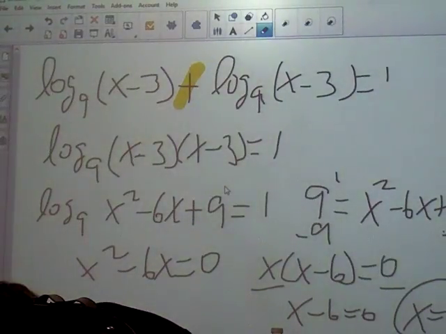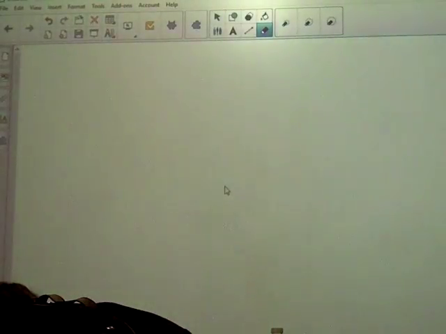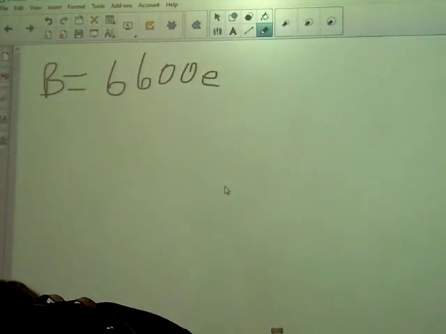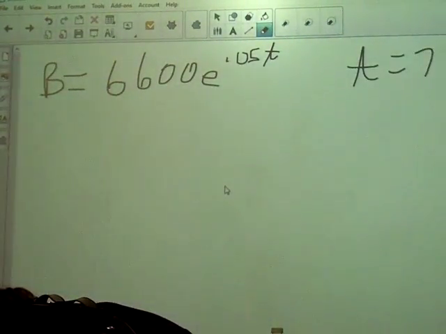There were 3 or 4 questions like number 3, where it gives you the equation, tells you what to plug in. You just got to practice pushing it in on your calculator. It's got the number of books in a small library increase according to this function. B, books, is equal to 6,600 times the number e to the 0.05t power. So B's number of books. T, it tells you, is time in years. How many books will there be after 7 years? So you just got to plug a 7 into the T spot.